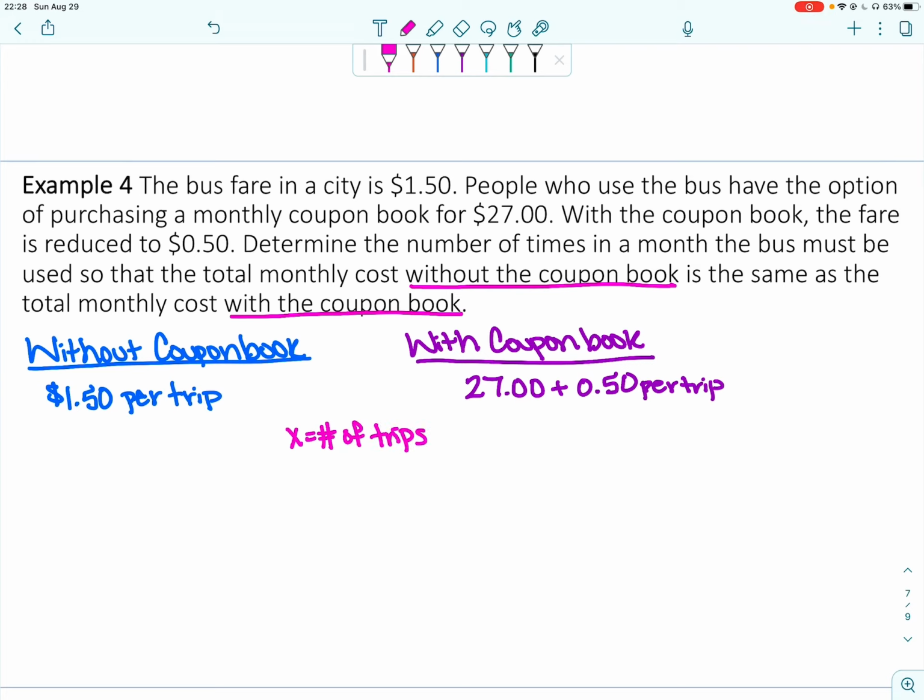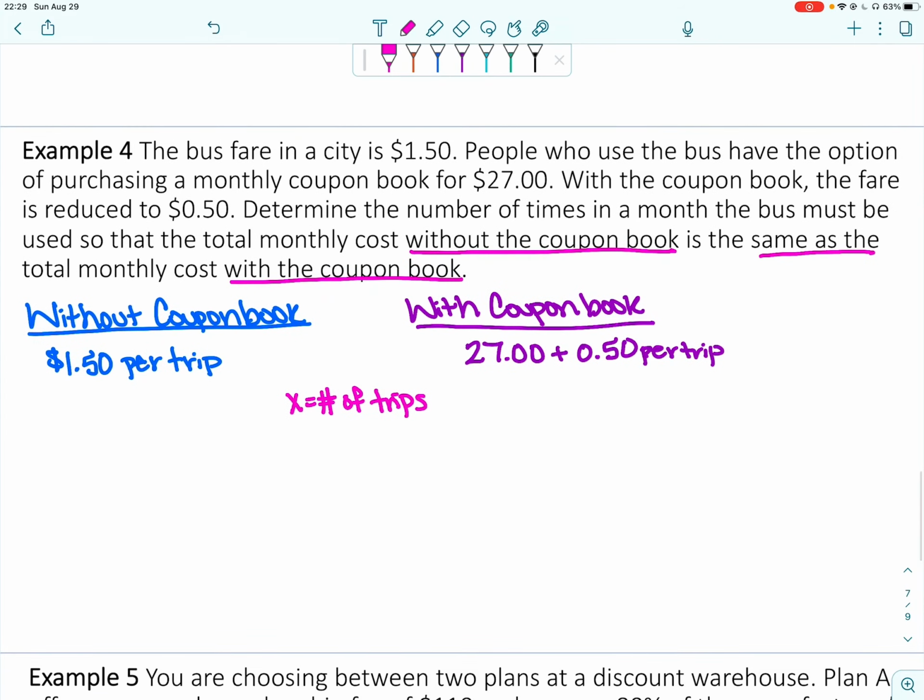And then what do they want to know? Determine the number of times in a month the bus must be used so that the total monthly cost is the same for the 2 options. So looking at when they are the same, we're going to set these 2 equations equal to one another. So $1.50x equals 27 plus 0.5x.